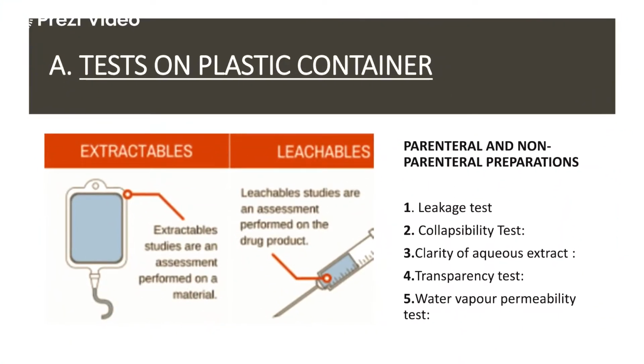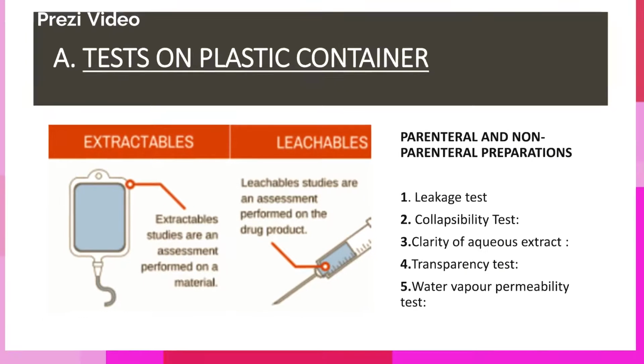When we are using plastics for parenteral and non-parenteral preparations, we need to undergo the leakage test, collapsibility test, clarity of the aqueous extract, transparency test, and water vapor permeability test. For getting the idea of these tests in detail, you can refer to my videos in the section on parenteral and non-parenteral preparations, unit 4, in the industrial pharmacy playlist.